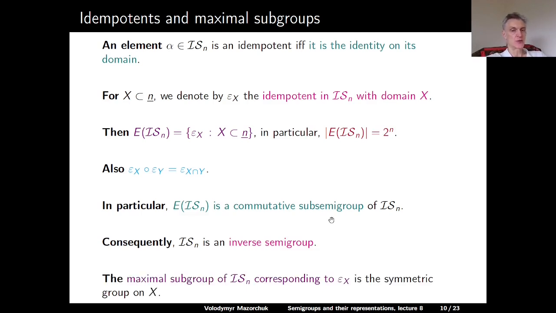And the maximal subgroups of ISN, these are the H classes which contain the idempotent. So if we take the idempotent epsilon X, the identity on X, its H class consists of all elements with domain X and codomain X, and these are partial bijections, so these are bijections from X to X. So this means that this maximal subgroup is exactly the symmetric group on X.